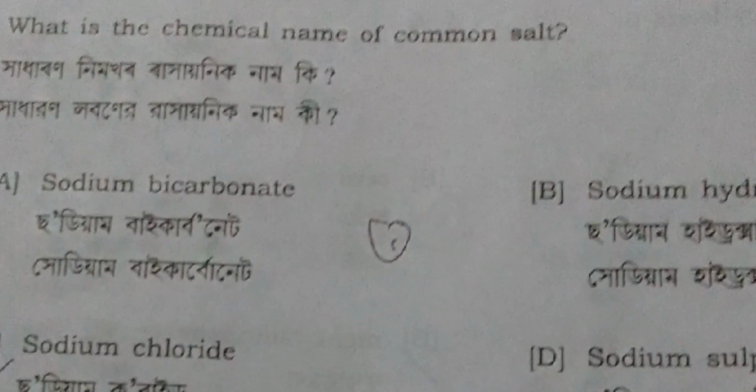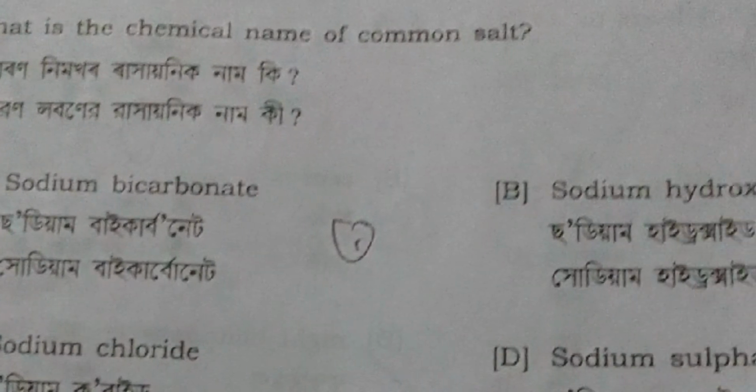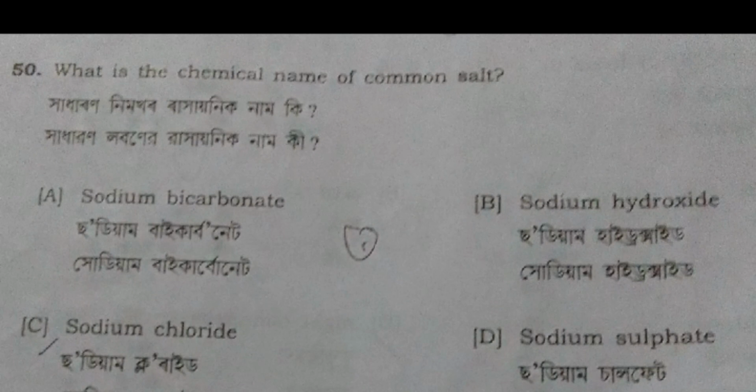Question, which is, what is the chemical name of common salt? Is it A, bicarbonate, B, sodium hydroxide, or is it C, sodium chloride, or D, sodium sulfate? The answer is C, sodium chloride.